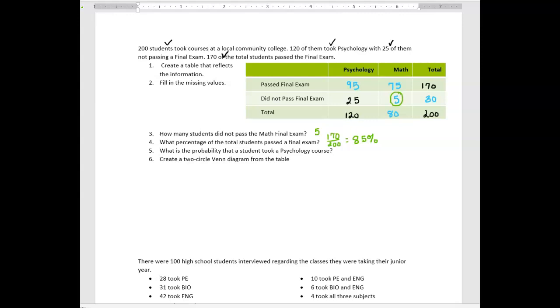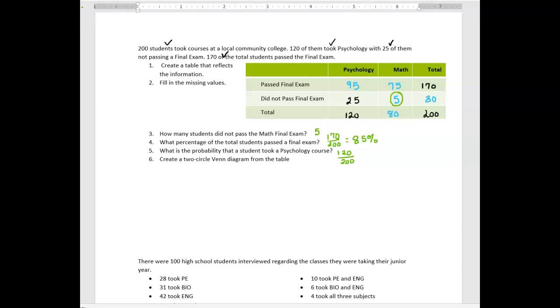And then here's another probability question. It's similar to the percentage question of total students. What's the probability that a student took a psychology course? We had 120 students take a psychology course out of 200 students. So that would be the probability in that case. And again, we're going to talk more about probability in a future lesson.